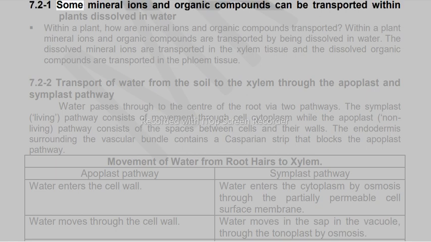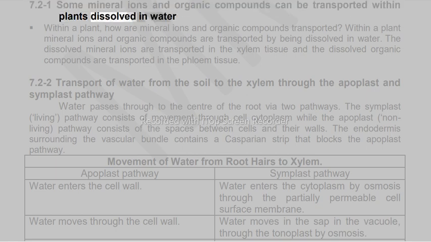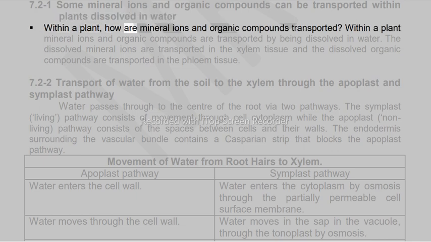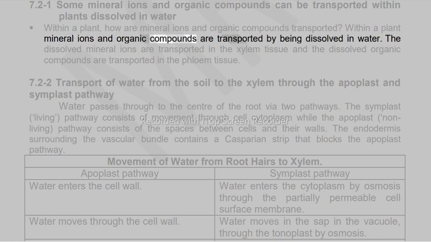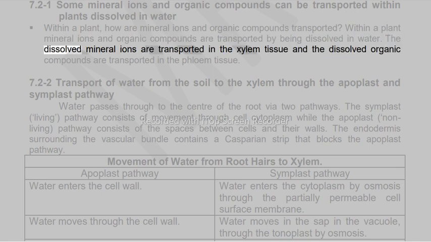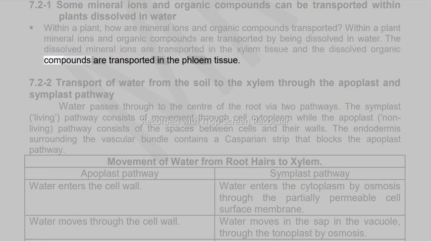7.2 to 1 Some mineral ions and organic compounds can be transported within plants dissolved in water. How are mineral ions and organic compounds transported? Within a plant, mineral ions and organic compounds are transported by being dissolved in water. The dissolved mineral ions are transported in the xylem tissue and the dissolved organic compounds are transported in the phloem tissue.